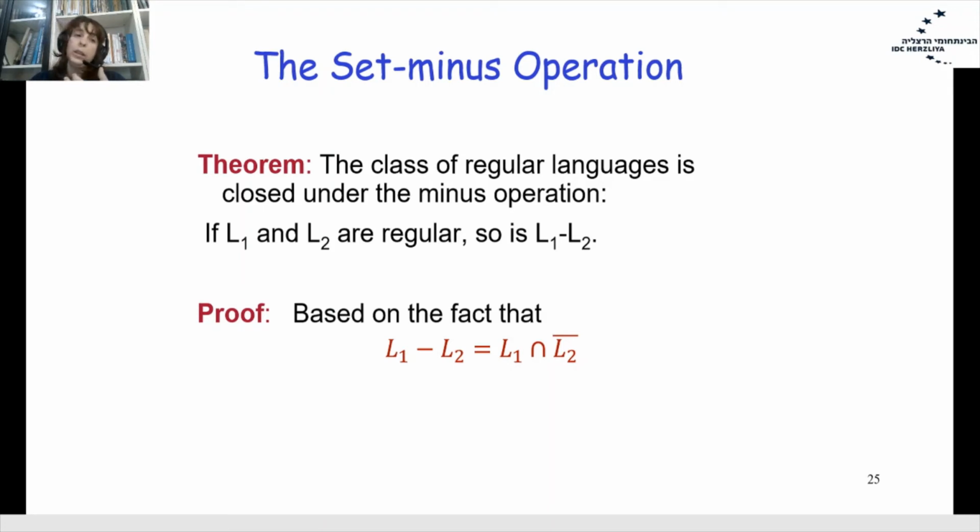Since we showed that the family of regular languages is closed under the complement, we know that L2 complement is a regular language. Since we showed that the family of regular languages is closed under the intersection operation, we have L1 intersection L2 complement as a regular language. Therefore, we actually proved that L1 minus L2 is a regular language.